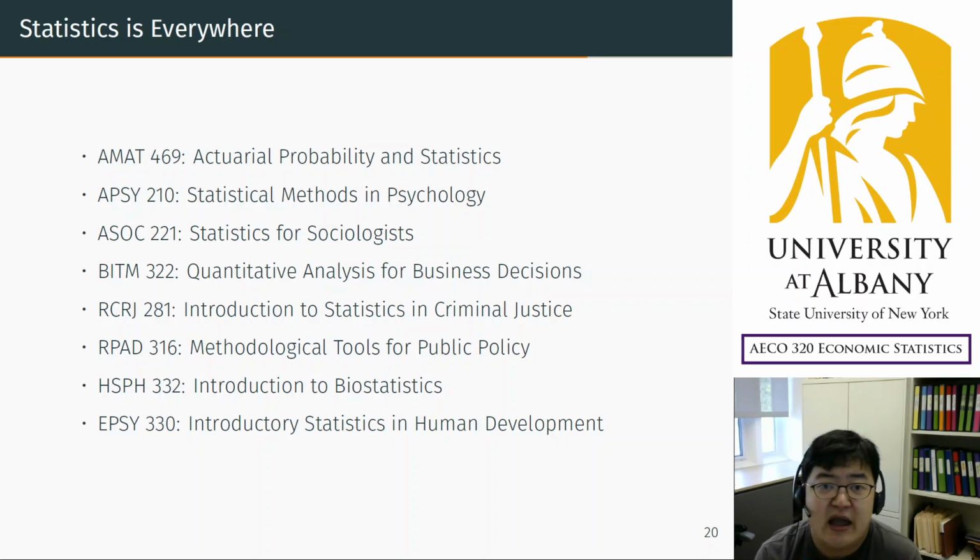So statistics is everywhere, not just in economics. I looked up the course catalog and copied some statistics courses. The mathematics department has, of course, pure statistics courses like elementary statistics and probability theory, but it also has actuarial probability and statistics, which is for actuarial majors. Psychology has its own statistics for psychology, and sociology has its own statistics, and business school has its own statistics. Even though the title does not have statistics, quantitative analysis is a synonym for statistics. Criminal justice has its own statistics, and public policy has its own methodological tools, which must be statistics.